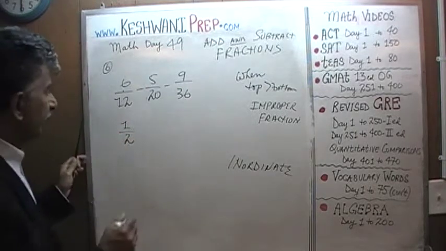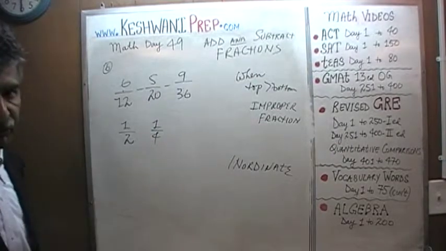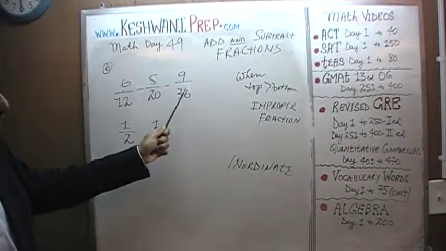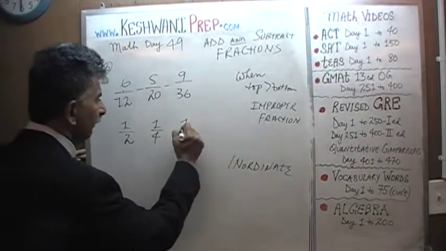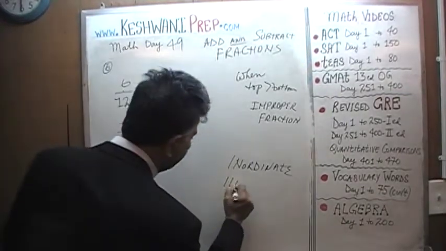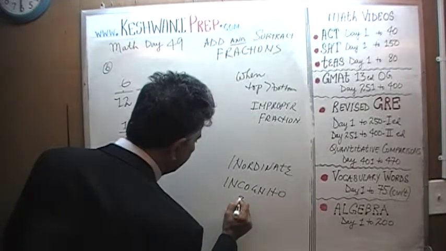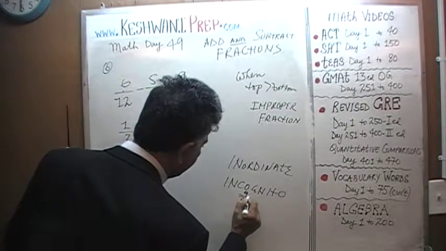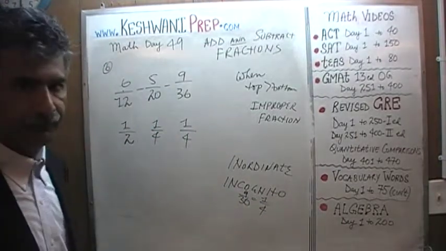5 over 20 can be reduced as 1 quarter. 9 over 36. 9 fours are 36. 9 over 36 is simply 1 quarter incognito.